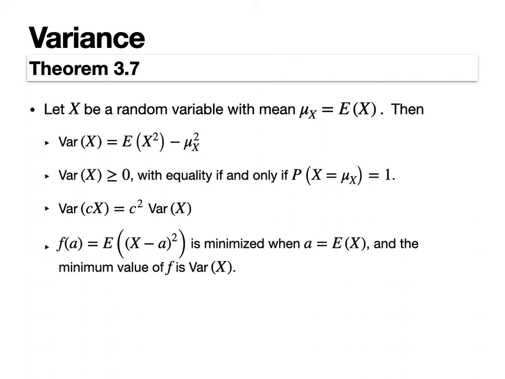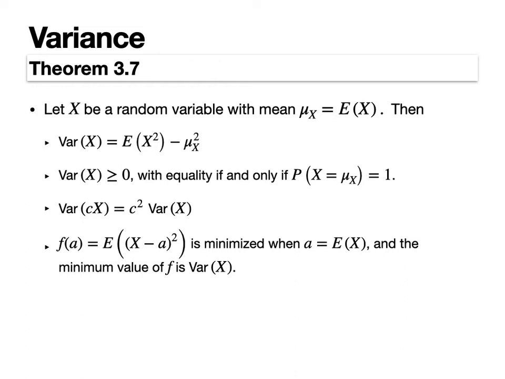Some of the most important properties of variance are collected in Theorem 3.7. The first bullet point gives an alternate formula for the variance. It says the variance of x can be expressed as the expected value of x squared minus the mean of x, the quantity squared. And that's easy to prove just using the definition of variance. This formula is very useful. It's often easier to compute variance using this formula than it is to use the definition.